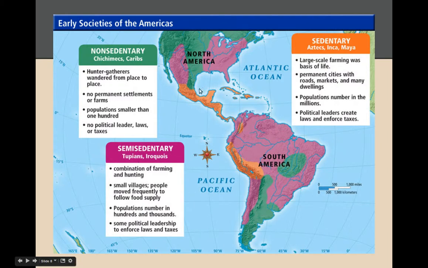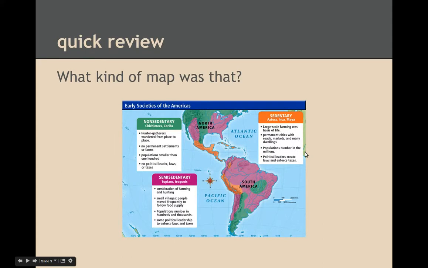And as you can see, it took over a large amount of South America and a large amount of what is currently the United States. And a lot of it is going to have to do with weather. The weather here. These areas kind of lend themselves well for farming, whereas these areas may not have been well suited for agriculture. Quick question, if you can think about what kind of map that is. Your options could be political map, physical map, historical map.